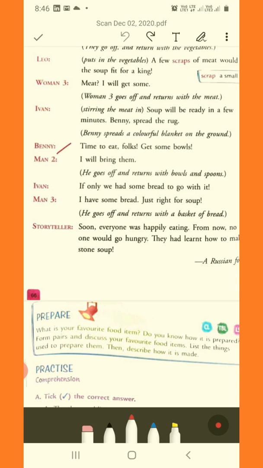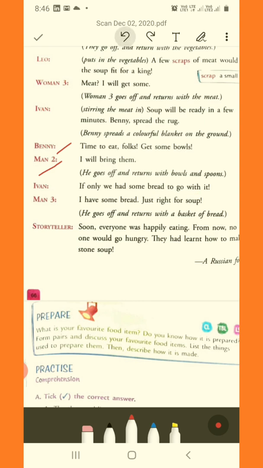And Benny says, time to eat, folks. Folks means friends. Go get some bowls. That's what they say. So man 2 says, I will bring them. So he goes off and returns with bowls and spoons. Clear? And Ivan says, if only we had some bread to go with it. So now finally he makes one more wish.